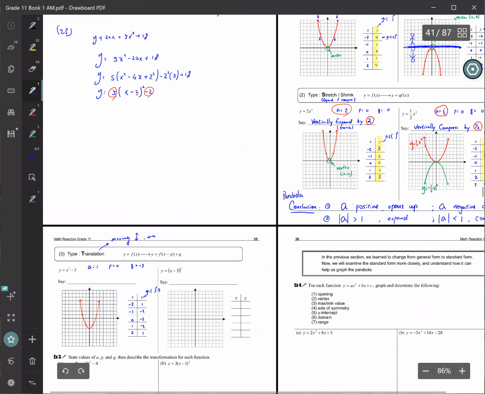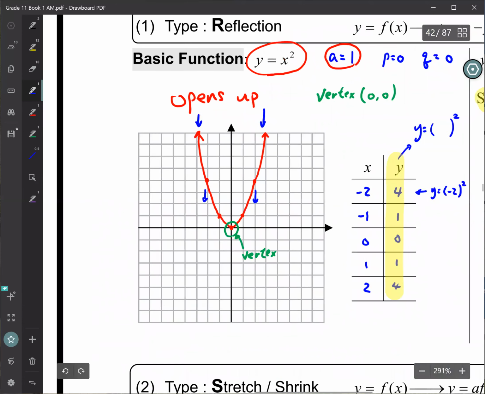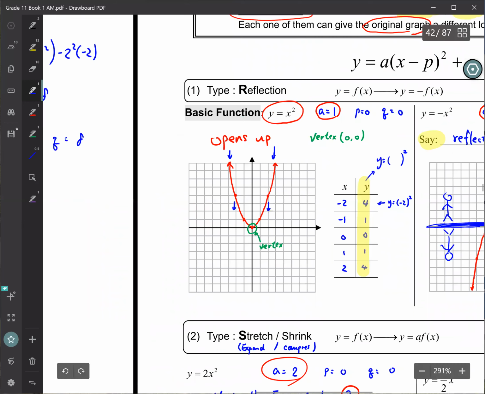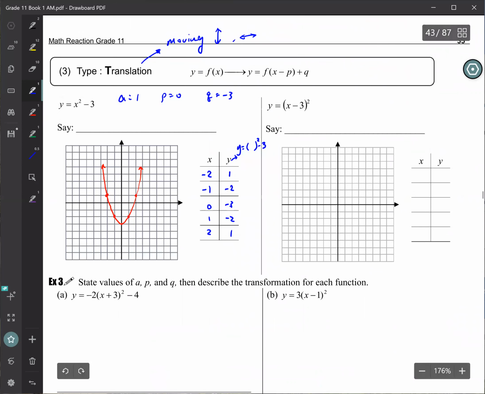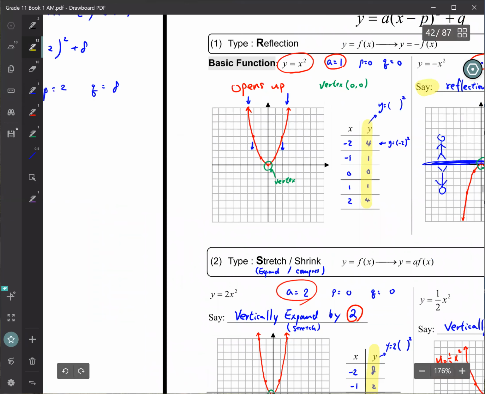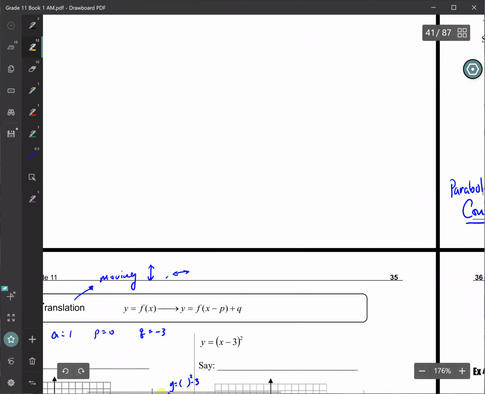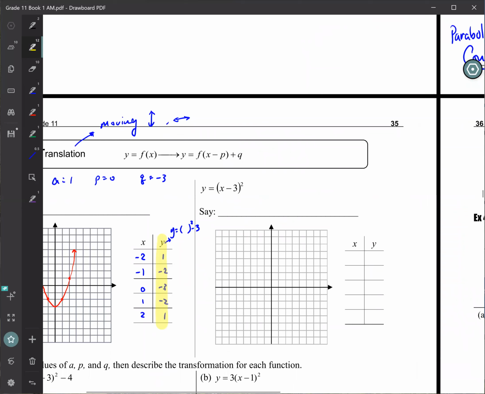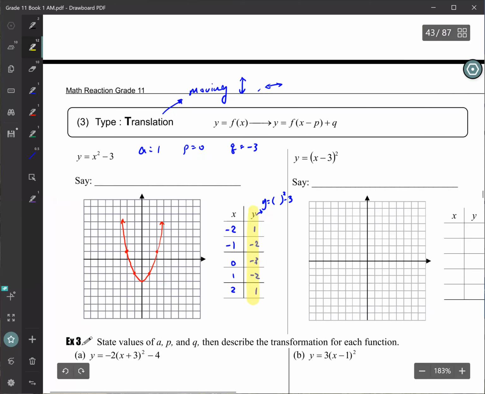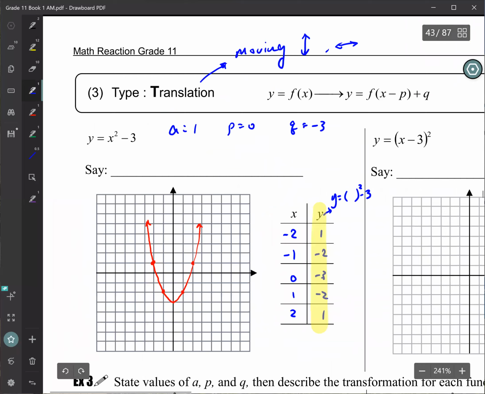Okay, so if you compare the vertex of the basic, vertex used to be 0, 0, right? Now every single point got moved downwards by 3, right? If you compare with this one, okay? Or you can also compare with the table. Table for the new one, and then you compare with the old one, right? Now it gets 3 steps lower, okay? So for this one, if you want to describe, you can say translate down 3 units.